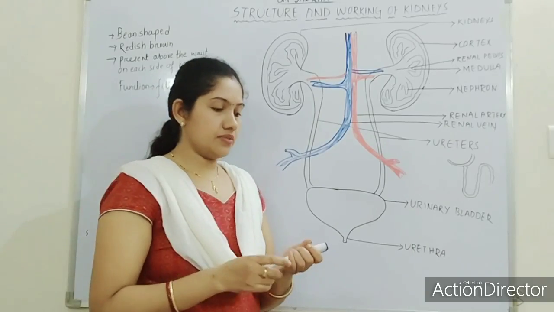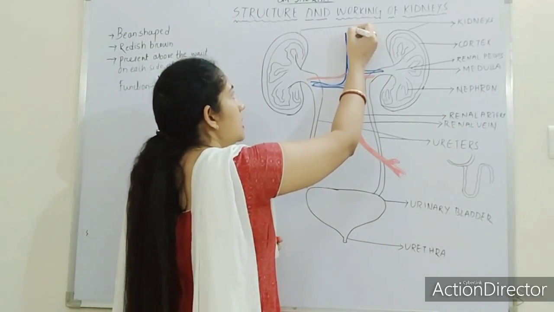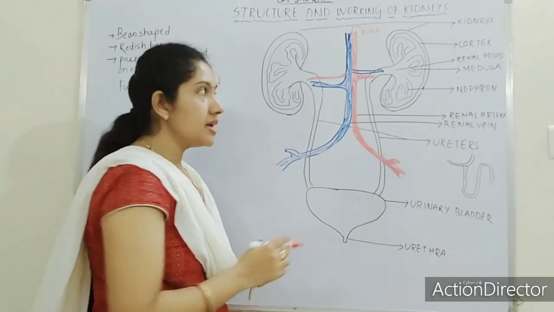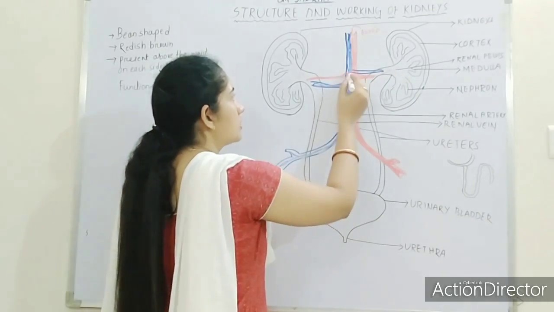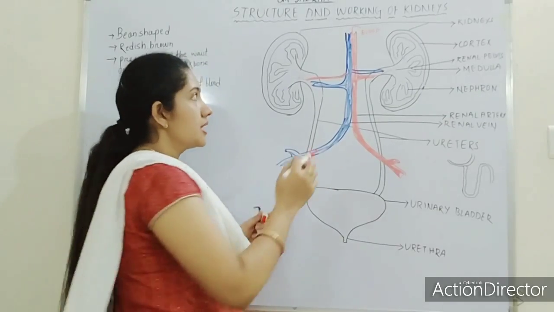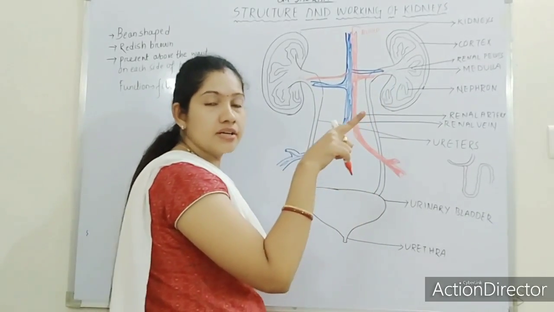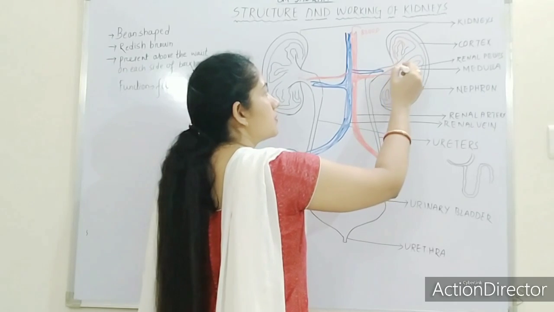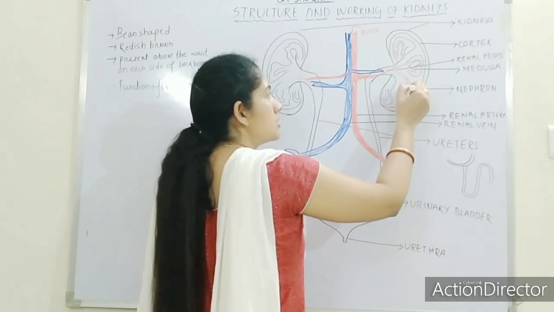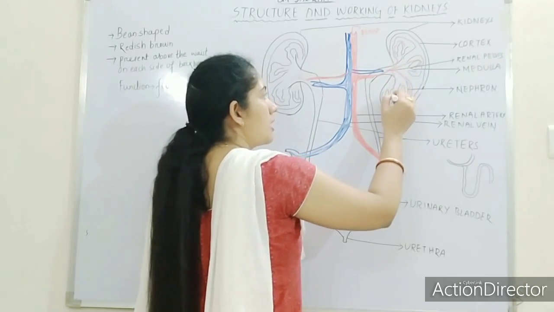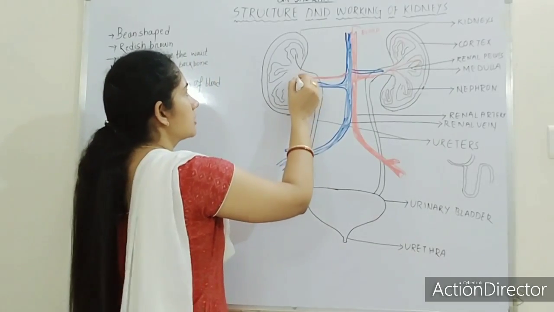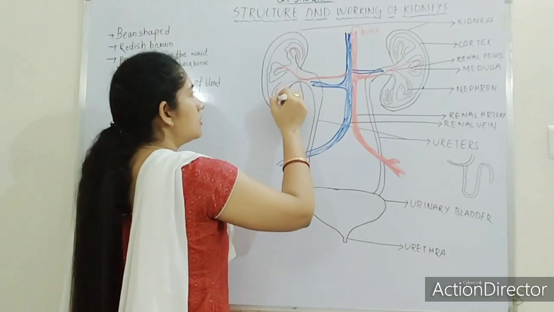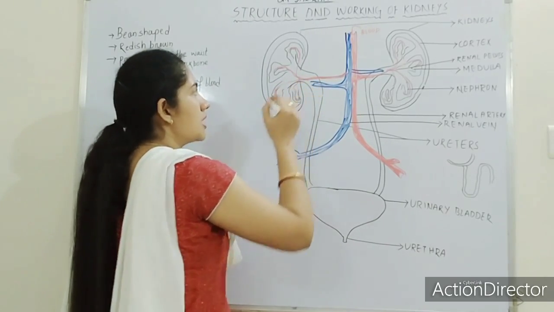Just listen to it very carefully. At first, the renal artery will carry blood and it will supply it to both sides of the kidneys. Got it? These renal arteries will move inside to the medullary part and they will form small branching around the nephrons, on both sides. They will supply the unfiltered blood to the nephrons so that the nephron can filter it.